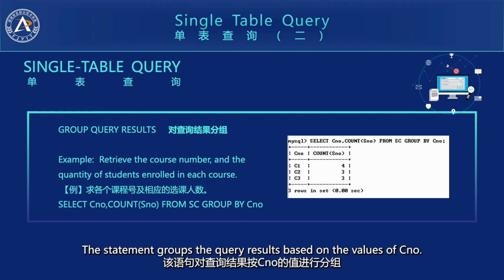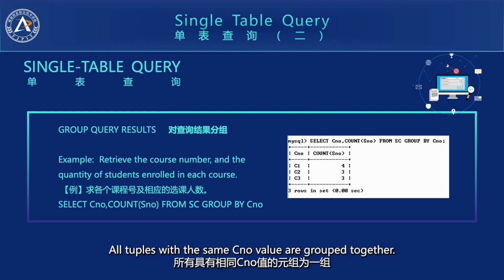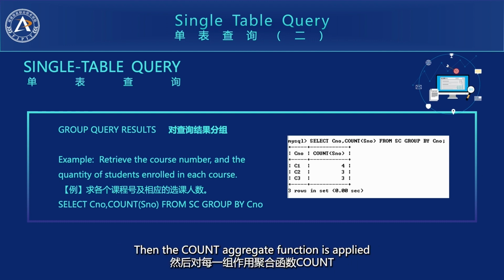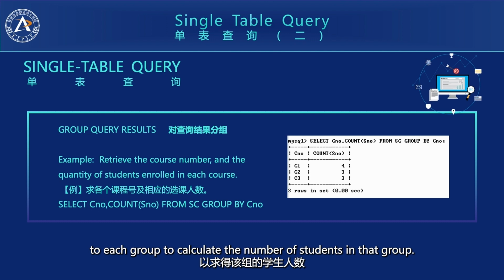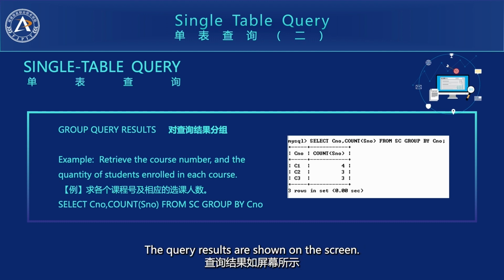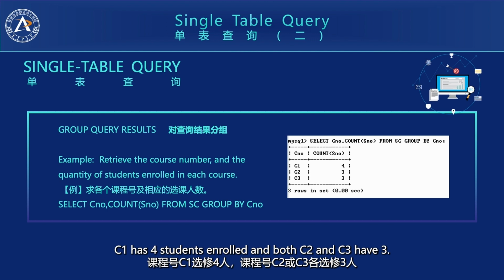In this example, we want to retrieve the course number and the quantity of students enrolled in each course. The statement groups the query results based on the values of CNO. All tuples with the same CNO value are grouped together. Then, the count aggregate function is applied to each group to calculate the number of students in that group. The query results are shown on the screen. There are three groups. C1 has 4 students enrolled, and both C2 and C3 have 3.